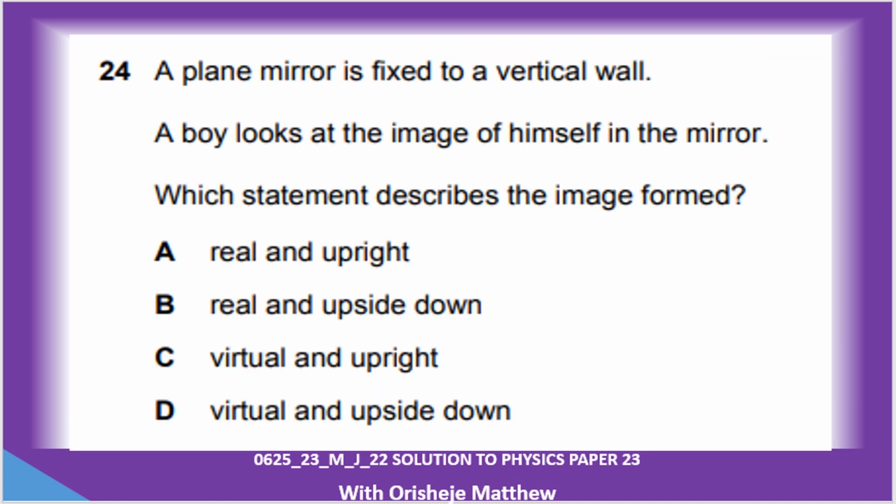A plane mirror is fixed to a vertical wall. A boy looks at the image of himself in the mirror. Which statement describes the image formed? Virtual and upright. Virtual means it's formed behind the mirror. Upright means it's standing just like the boy.